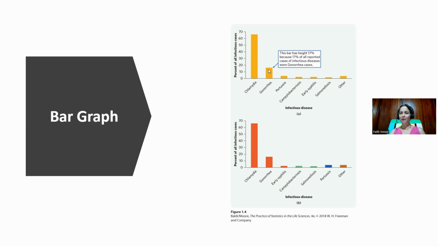And you can see this bar has height of 17 because 17% of all reported cases of infectious diseases were gonorrhea cases, right? Pretty straightforward. And the bottom graph shows the same data, but color codes it differently so that you can tell different kinds of categories. I think chlamydia, gonorrhea, and early syphilis are all sexually transmitted diseases.